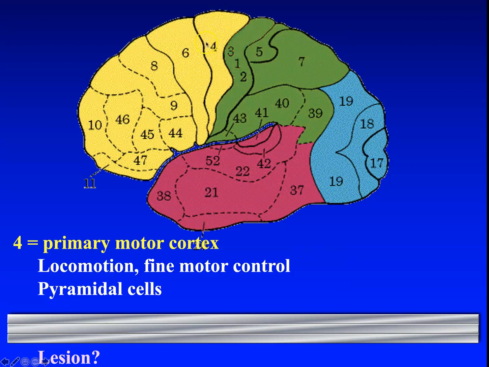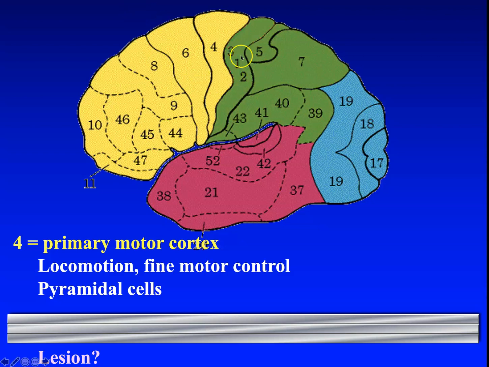Area 4. That's the precentral gyrus. That's the primary motor cortex, and that is for voluntary initiation of movement. So if you have a lesion on, for instance, the left side of your primary motor cortex, you're going to have trouble. You're going to lose voluntary movements on the right side of your body.